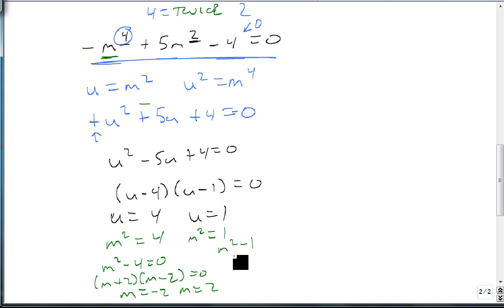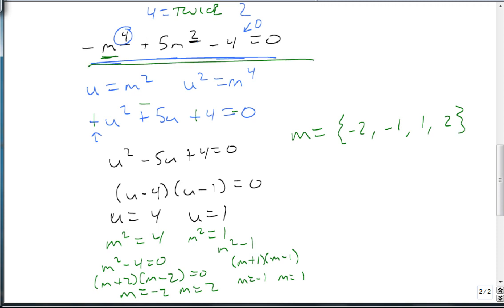Likewise, m squared minus 1 gives m plus 1 times m minus 1. So we get m equals negative 1 and m equals positive 1. And so my four answers are minus 2, minus 1, 1, and 2. Any of those four values makes this equation true.